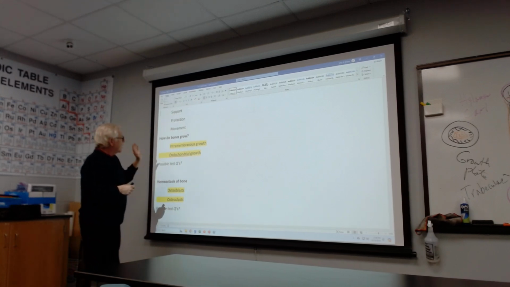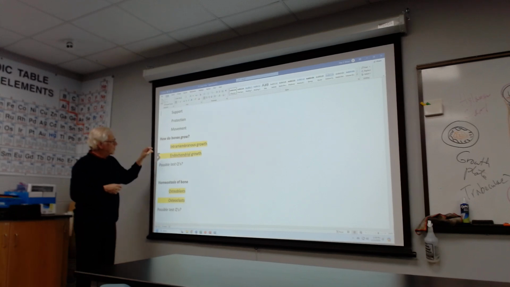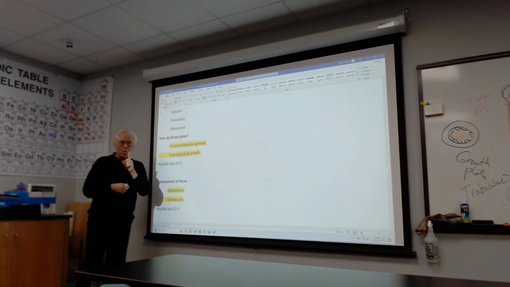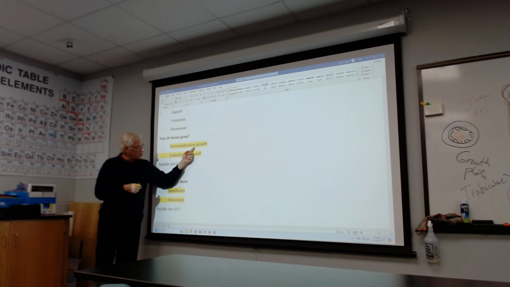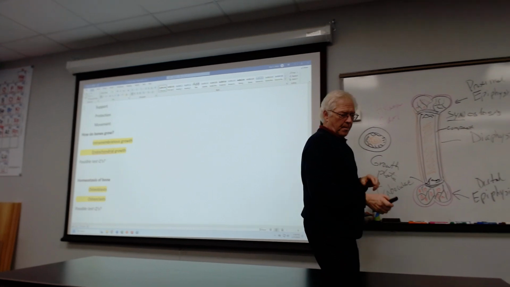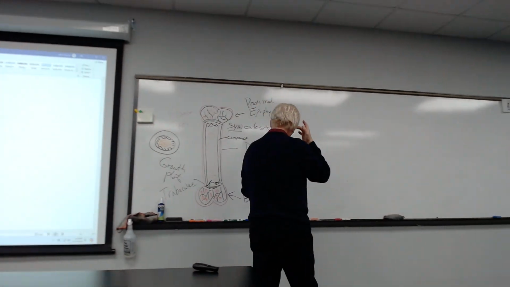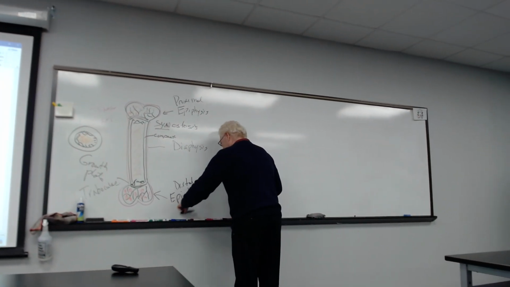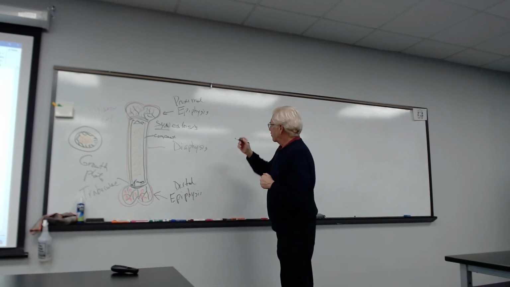All right? Now, how about this one? How do bones grow? Intramembranous and endochondral. All right? Let's walk over here. Okay, let's look at these words.